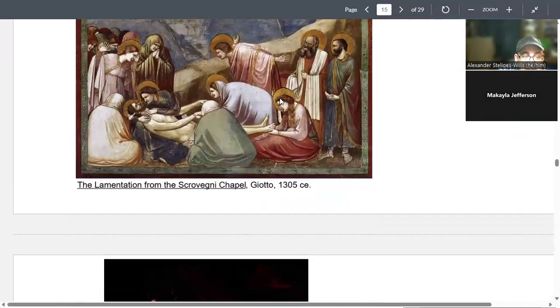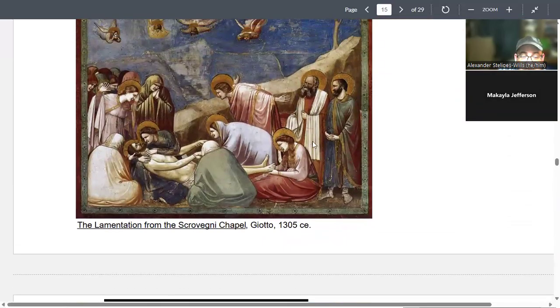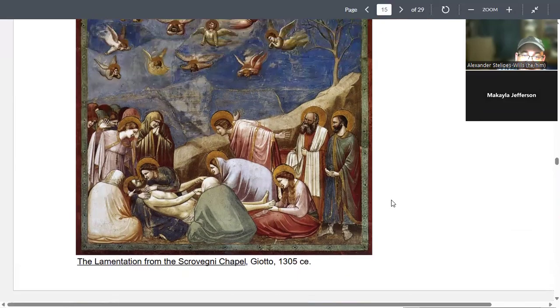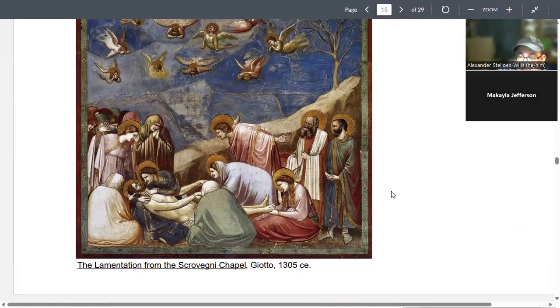All right. So, The Lamentation by Giotto. It's from the Scrovegni Chapel. First off, it's a painting. It's an example of fresco. So it's not an oil painting. It's a fresco painting. You could get another point by explaining what fresco is. Fresco is painting into damp or slightly wet plaster, and then the paint soaks into the plaster.